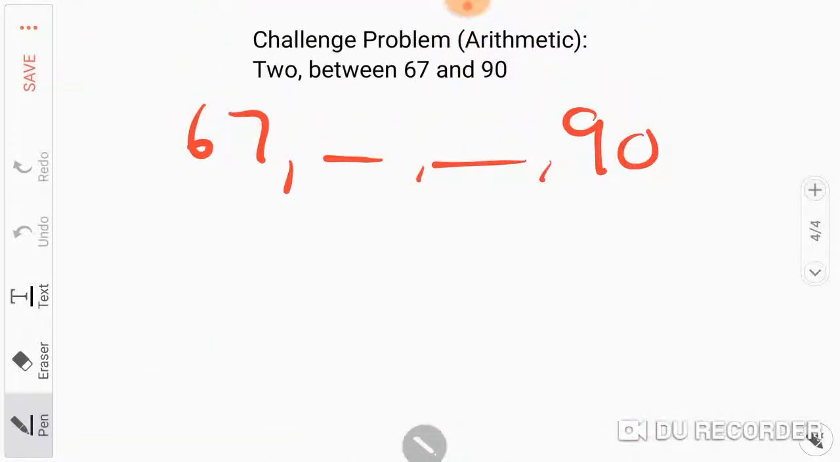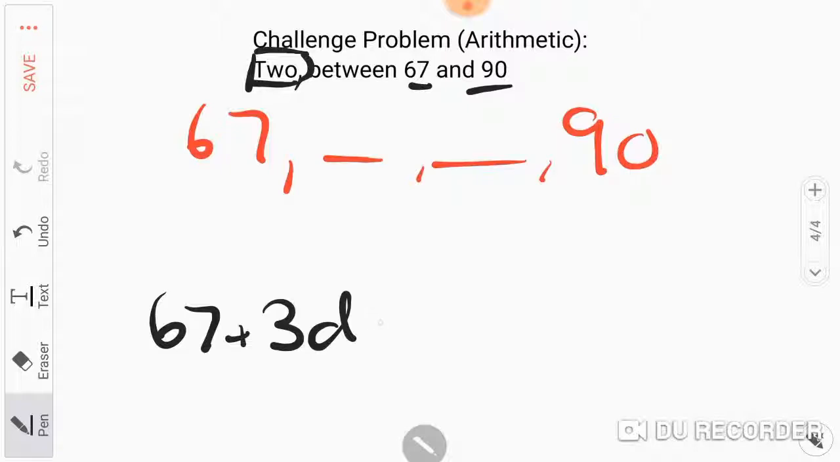Now our last problem for today is going to be an arithmetic sequence challenge problem. So we need to find two numbers between 67 and 90. So we take this 2 and we add 1, so we need 3. So we're going to write it 67. Remember, we're going to multiply 3 by our difference, and we're going to add that to 67. So 67 plus 3d equals our last term, 90.